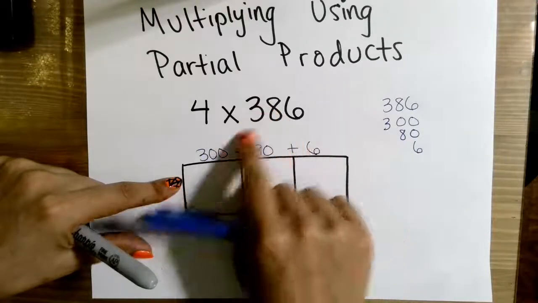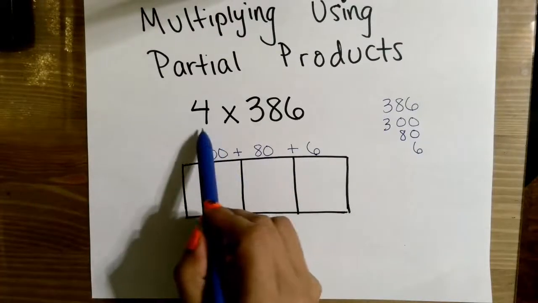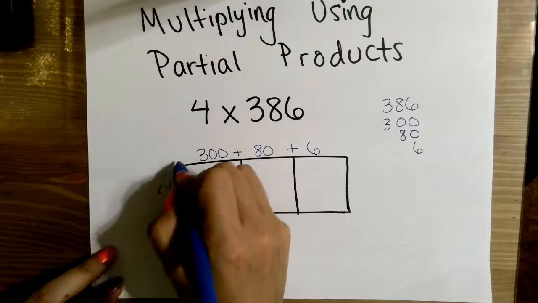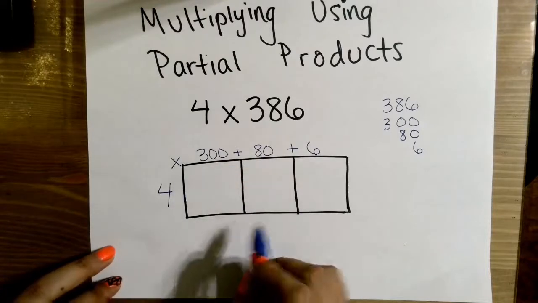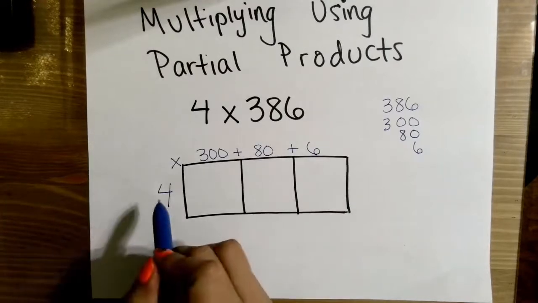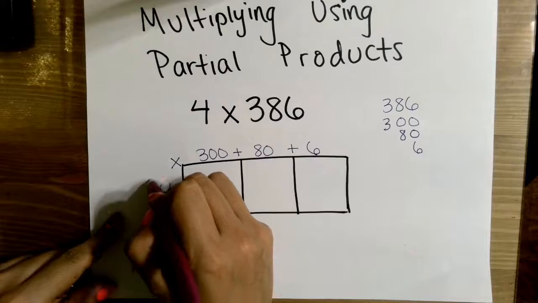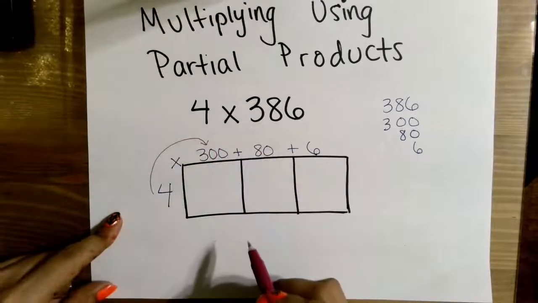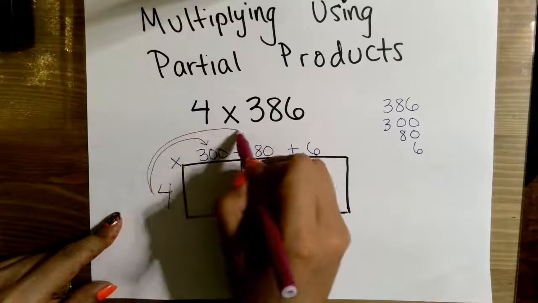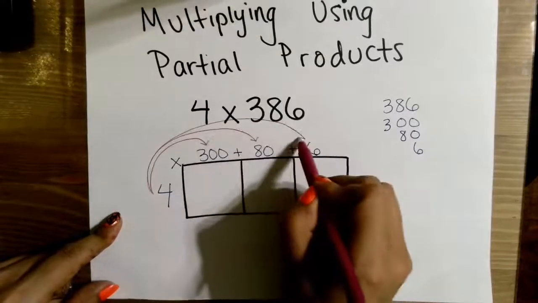Okay, so we have expanded this number to end in zeros. And we're still multiplying by 4. So 4 times these pieces. And what we end up doing with that number 4 is called the distributive property. We are distributing that 4. So we're going to end up doing 4 times 300, 4 times 80, and 4 times 6.